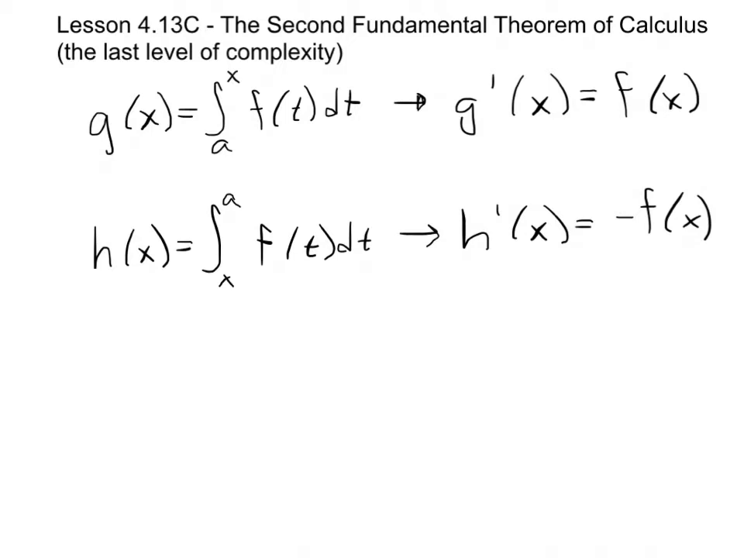What it really boils down to is, what if the thing here isn't just x? What if it's a little bit more complicated than x? So let's take a look at one of those. Suppose I tell you that f of x is the integral from 5 up to 2x of some function. Let's use one of those cosine ones again: the cosine squared of t dt.